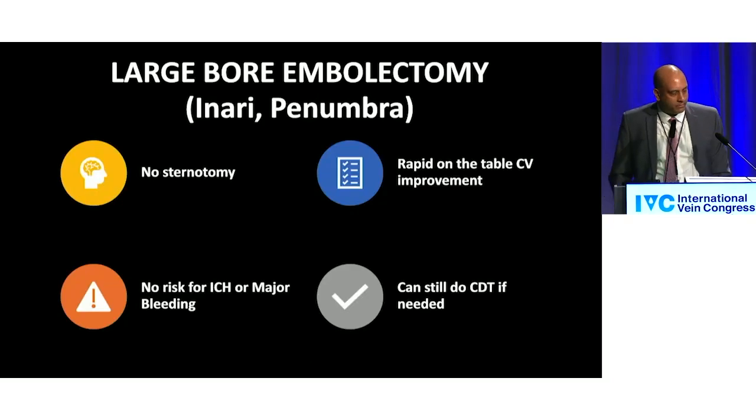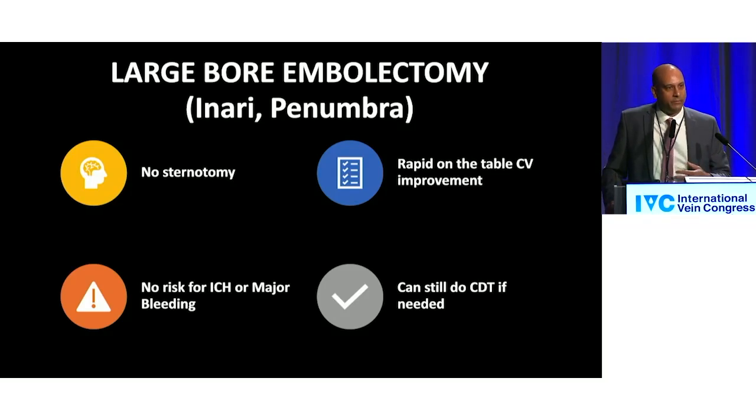Then what hit the market? About 5+ years ago, all the large bore embolectomy devices and catheters and systems hit. And think about it, you're basically removing PE without the sternotomy, right? You get rapid on-the-table cardiovascular improvement. The risk for intracranial hemorrhage is really 0. There is some bleeding risk from injury to the heart, the chordae tendineae, the valves, etc. And so, training and expertise is required. And if you had to do catheter-directed thrombolysis, you definitely had that option.